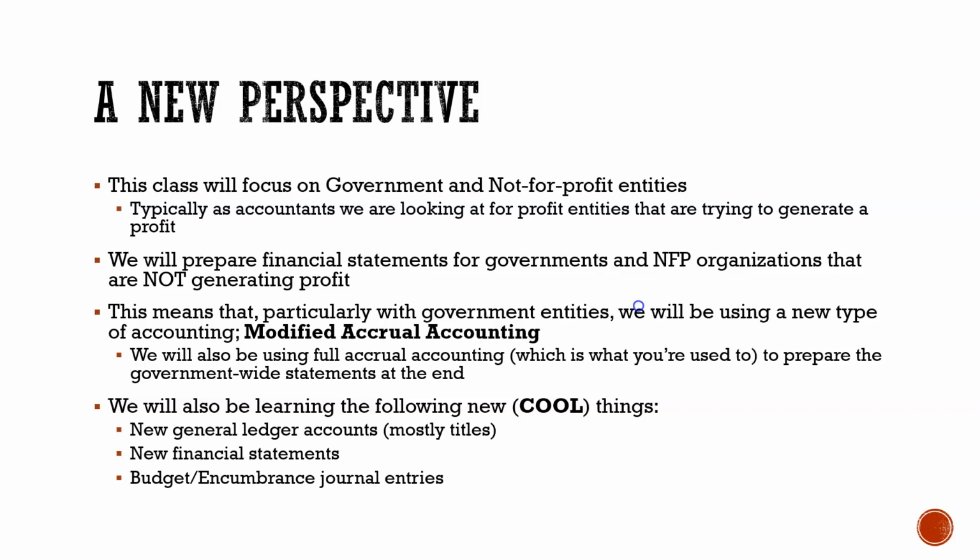Typically in my seated sections, I ask how many students are taking the course because they thought it would be easier than taking something like Tax 2 or Cost 2. About half the class is usually in that group. Half or more usually raise their hand because they think this is going to be an easier course. The other half or less is students that are taking the course because they're actually interested in learning more about government and not-for-profit accounting. I really do love government and not-for-profit accounting.